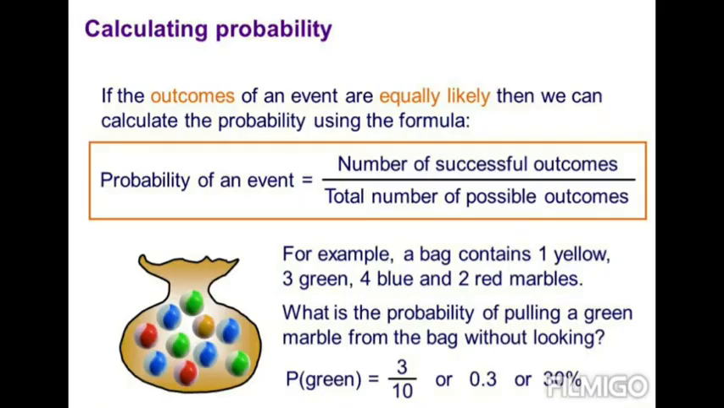For example, a bag contains 1 yellow, 3 green, 4 blue and 2 red marbles. If we have to find out the probability of pulling a green marble from the bag without looking, we will use the formula: number of favorable outcomes upon total number of possible outcomes. Here possible outcomes are 10. So the probability of a green marble is 3 by 10, that is 0.3.